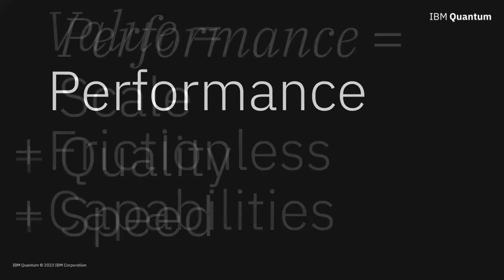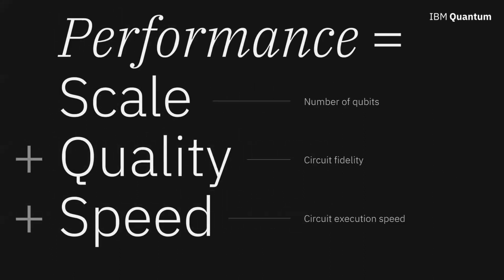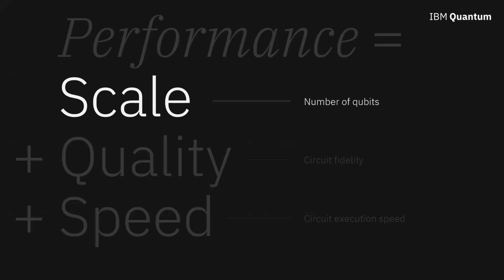Let's go for the performance. There are 3 main aspects: scale, quality, and speed. Let's go for the scale, number of qubits.